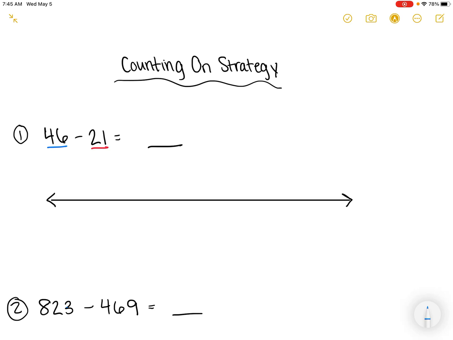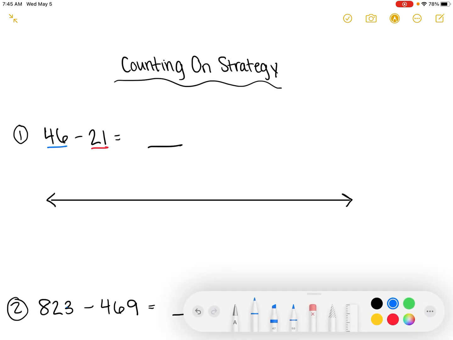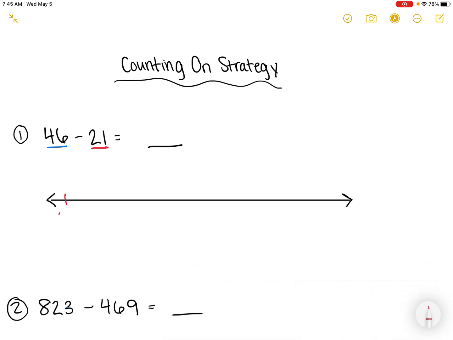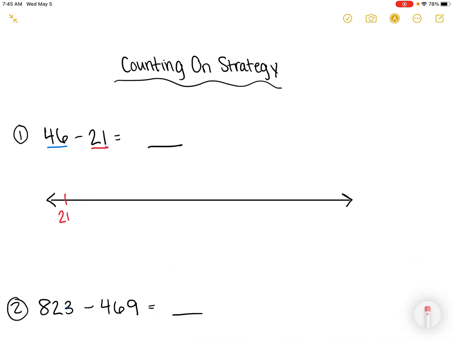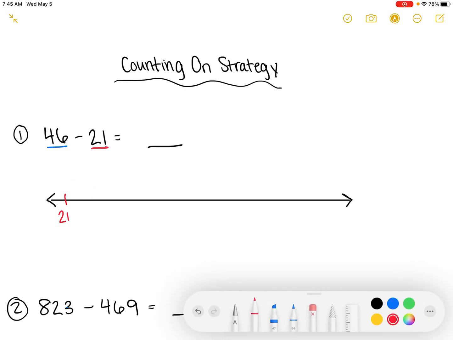And one way that we can do this is by using a number line. So on the number line, you're going to start with your lower number, which is 21, and you're going to count up until you get to 46. Now, I'm not going to just keep counting by ones each time because that could take a long time, and I don't really want to take a long time. I want to go kind of fast. So what I'm going to do instead is make some bigger jumps, maybe jumps of 5, jumps of 10, jumps of 15, anything to help me get a little bit quicker to my bigger number.